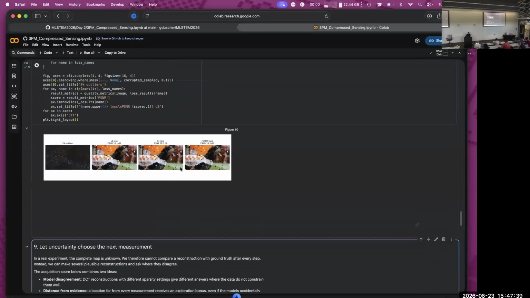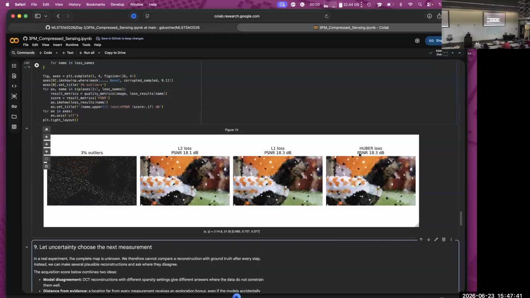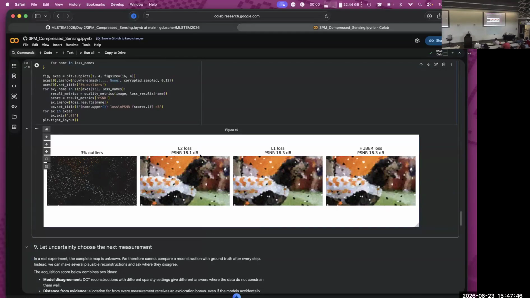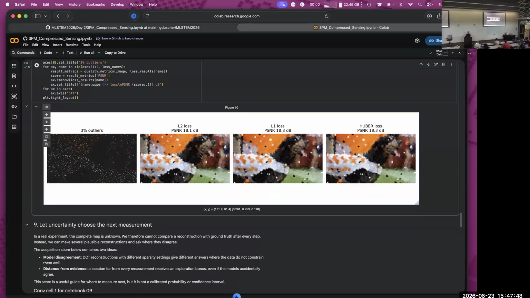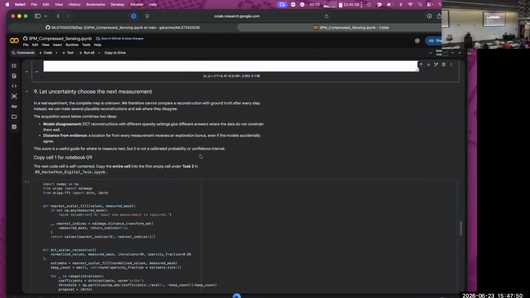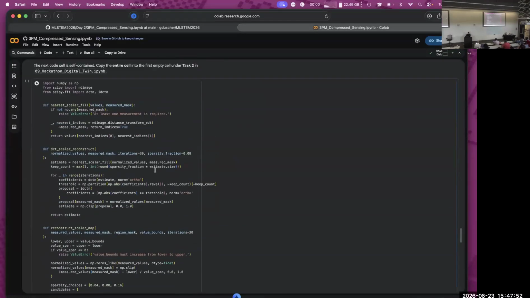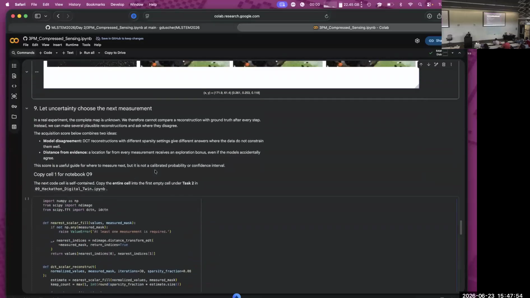And when we inject random noise, we actually see pretty similar signal to noise ratio again. So in this instance, the loss isn't really affecting us that much. As I was saying before, in a real experiment, the complete data set is unknown, so you can't reconstruct and measure a loss against some ground truth after every step. So what do we do?